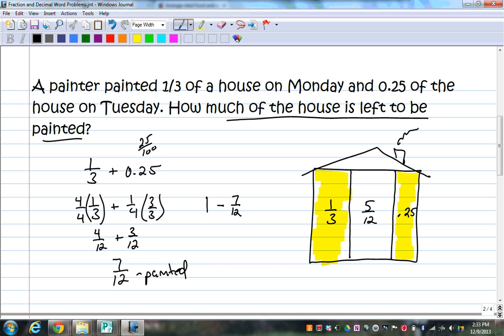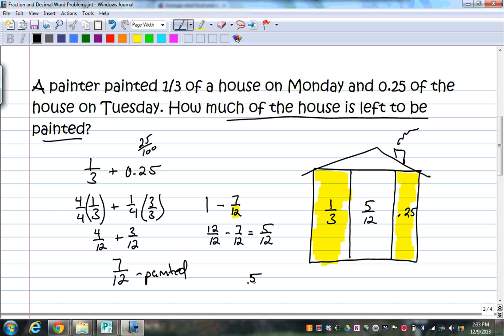Well, you could change this 1 to a fraction. Here, my denominator that I have is 12. So another way that I could write 1 as a fraction is 12 over 12, because 12 over 12 is 1. And then I could take away the 7/12. I already have a common denominator that way. And this would be equal to 5/12.